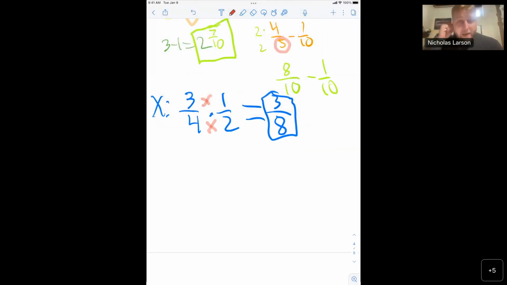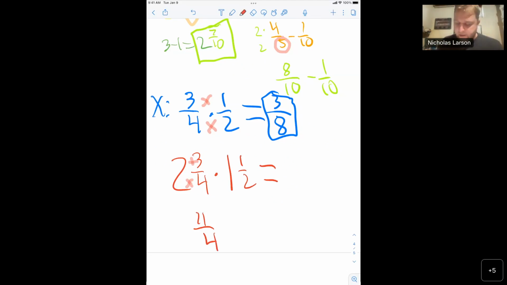Okay, let's try a mixed number. So let's say 2 and 3/4 times 1 and 1/2. I recommend, and again, there are other ways. There's a couple ways. It's cool about math. We can solve things a lot of ways. I would recommend turning this into an improper fraction. So that means I'm going to multiply by the denominator and I'm going to add the numerator. So this tells me 2 times 4 is 8. 8 plus 3 is 11. So I'm going to rewrite this as 11/4.